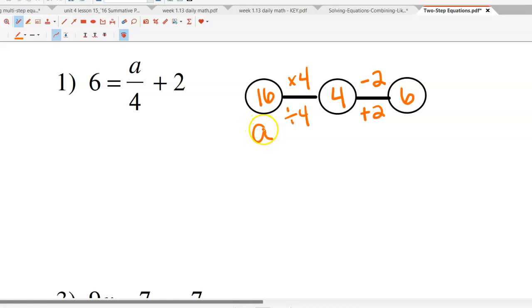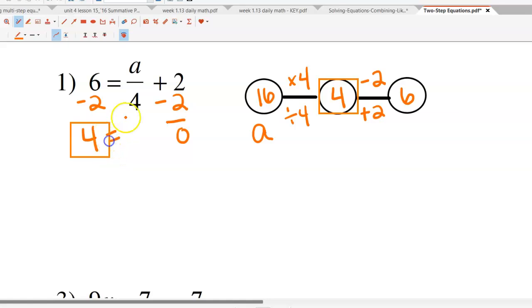So let's see it work in action on the actual equation over here. From the equals 6, we here are subtracting 2. So we subtract 2 on both sides of the equation. And this equals 0, and this equals 4.